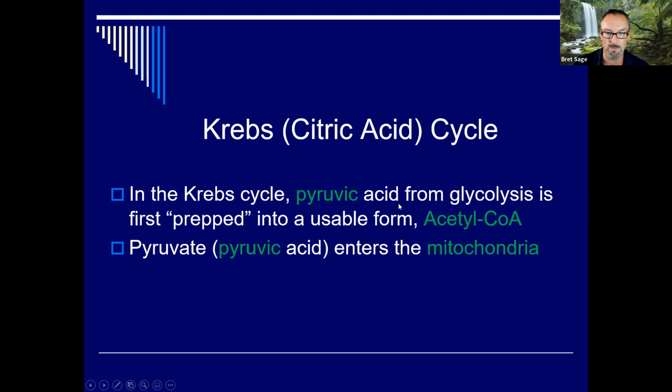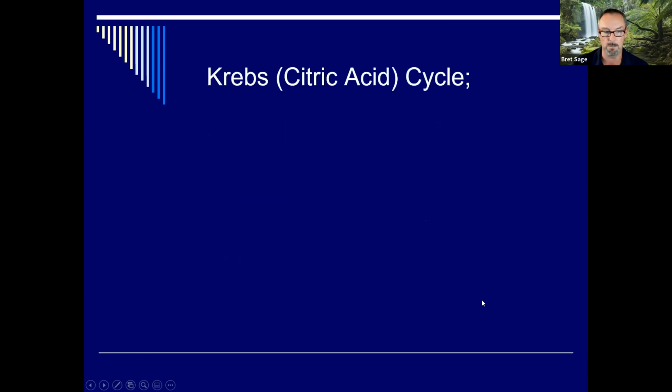In the Krebs cycle, the pyruvic acid from glycolysis is prepped or prepared to go into this Krebs cycle, and it becomes a molecule called acetyl-CoA. Acetic acid plus coenzyme A becomes acetyl-CoA. The pyruvate or pyruvic acid, as I told you, enters the mitochondria if there's plenty of oxygen present.